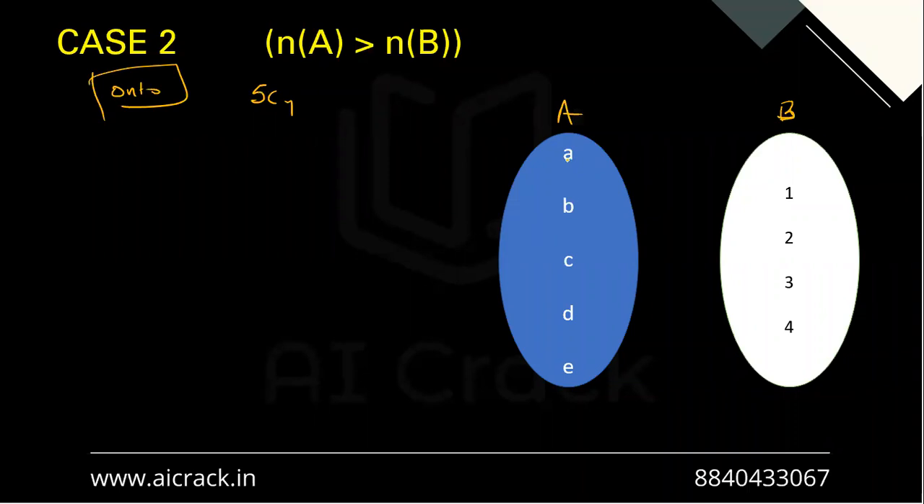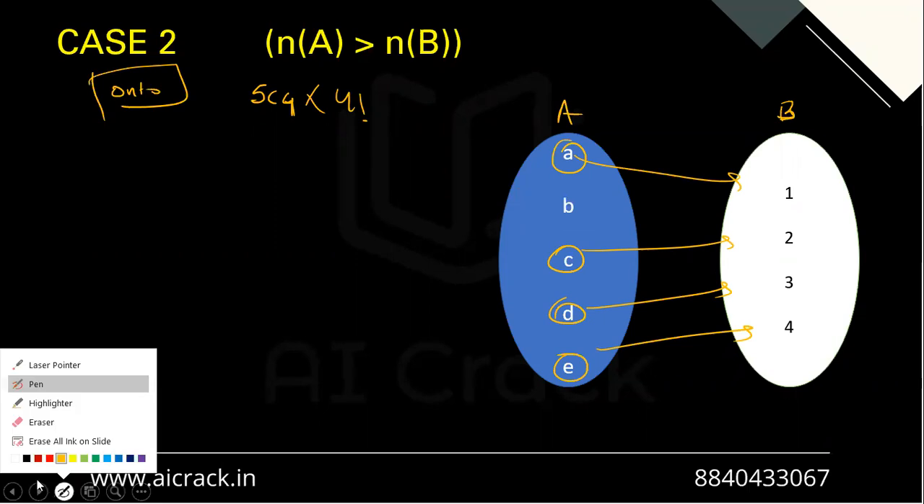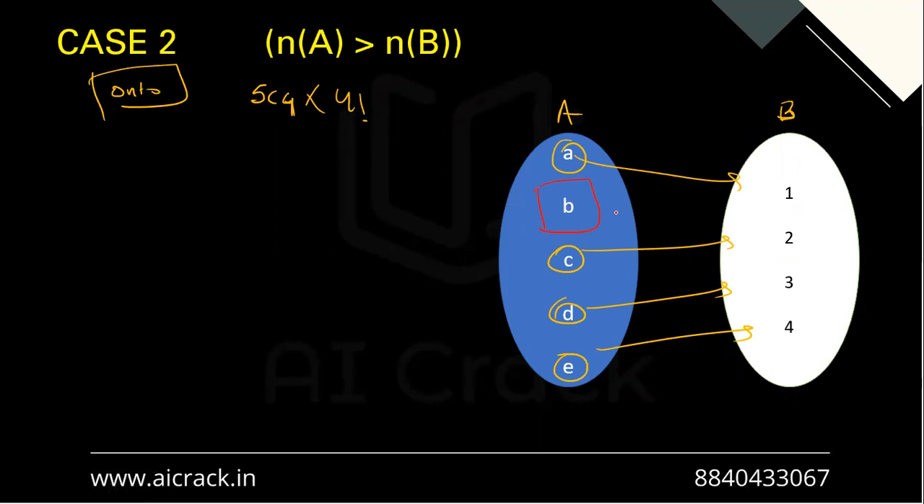Basically, I'm selecting any four elements from set A. Let's say this, this, this, and this. So I've selected 5C4 in this manner. And I'll do 4 factorial to map them in this manner, right? And this one left behind can be clubbed with anyone. So again, it has 4 choices. So times 4, that might give me the answer, but that is an incorrect way to solve it. Why? Let me show you how.